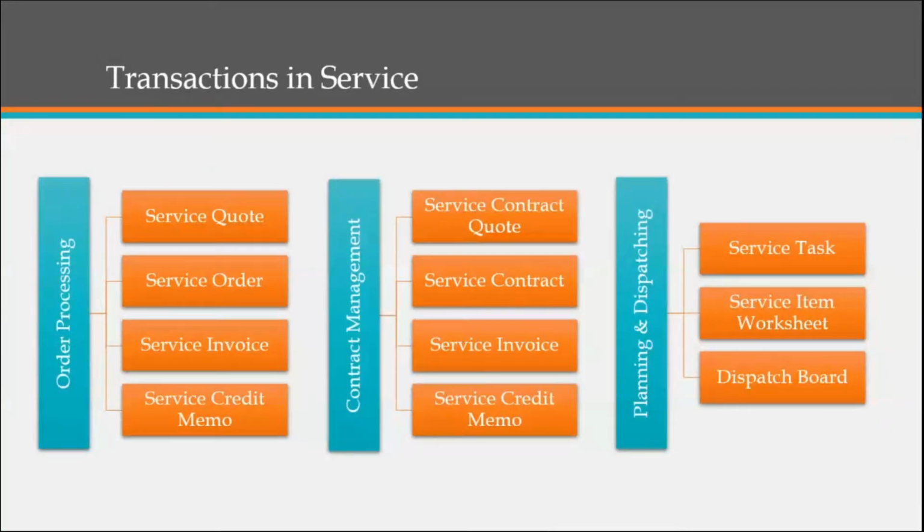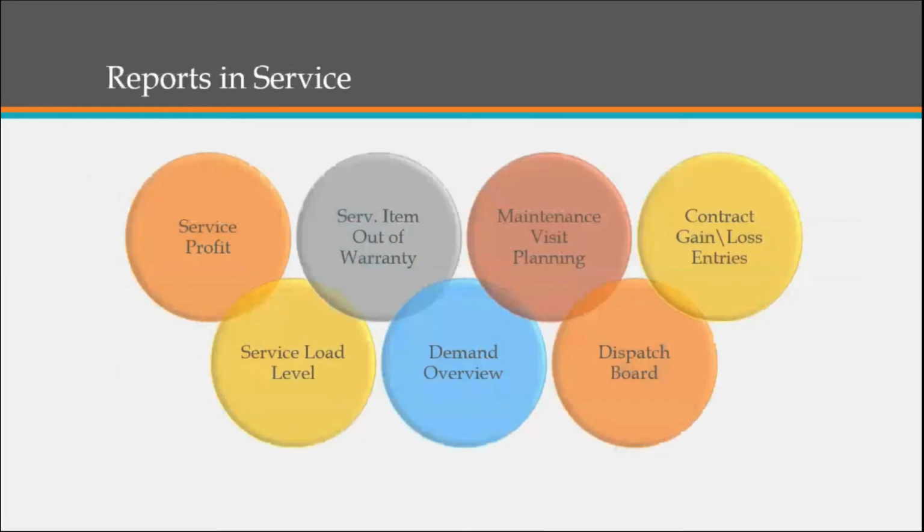Like in other modules, for example, we have sales quote, sales order, sales invoice. Similarly, here we have service quote, service order, service invoice, service credit memo. Similarly in contract management, we have service contract, service invoice, service credit memo. Then we go to planning and dispatching, where we have three tasks that I'll explain in brief. And the last part is reports. There are 20 to 25 reports in the service module alone, but I have mentioned a few which I found very important and most prominent.